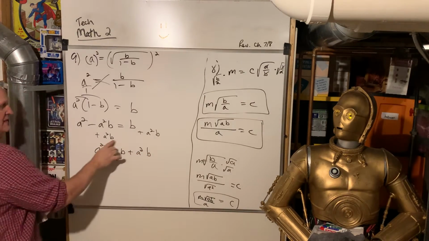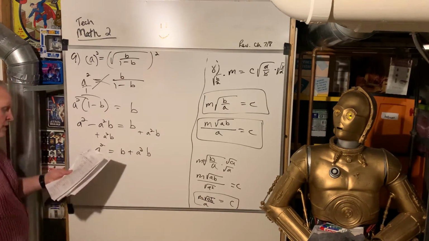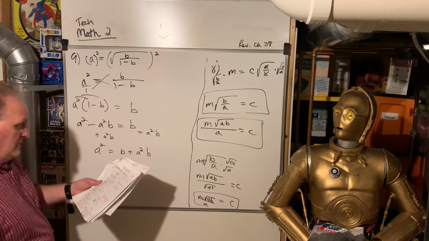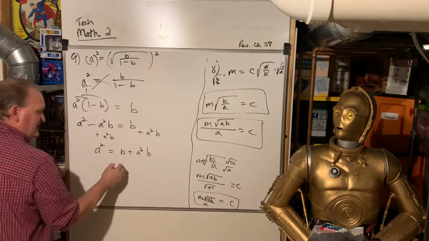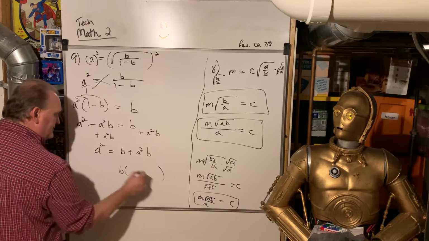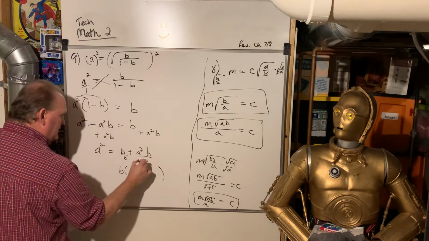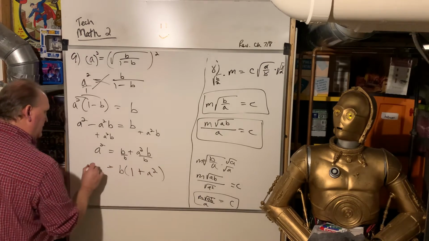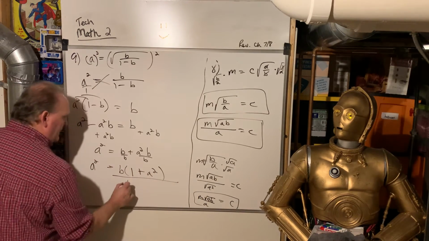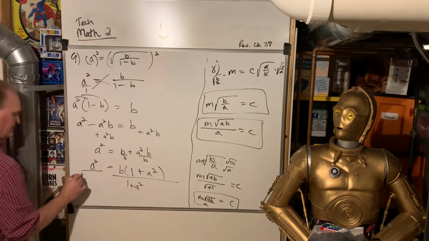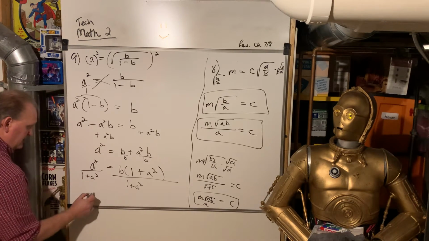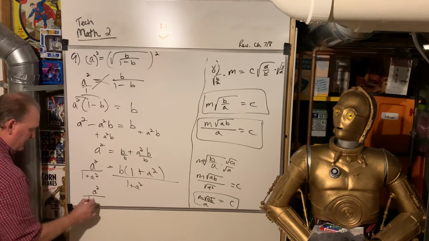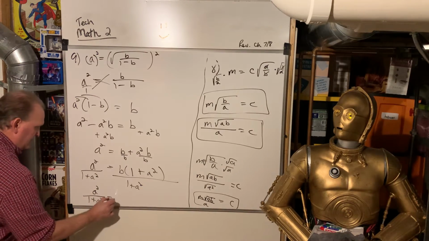Now, the reason I moved this over to this side is we're solving for b on this one. So that means I'm going to have to factor out a b, and then get 1 plus a squared, and then divide by 1 plus a squared. And that is your answer. a squared over 1 plus a squared is equal to b.